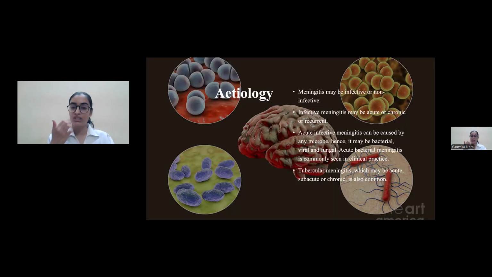Now, what's the etiology behind it? The causes could be infective or non-infective. The infective meningitis could be acute or chronic and also recurrent. The acute infective meningitis could be caused by any microbe, whether it be bacteria, virus, or fungal infection. The most commonly seen in the clinics is acute bacterial meningitis. Then there is also tubercular meningitis, which could be acute, subacute, or chronic, and it is also very common.